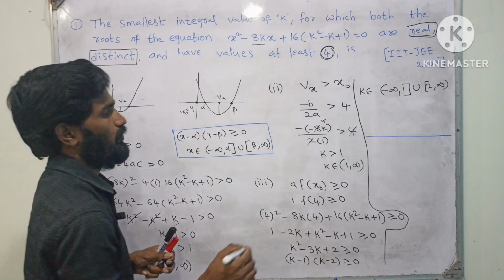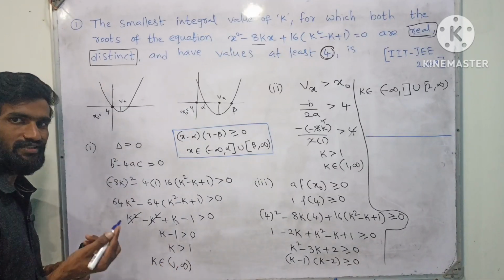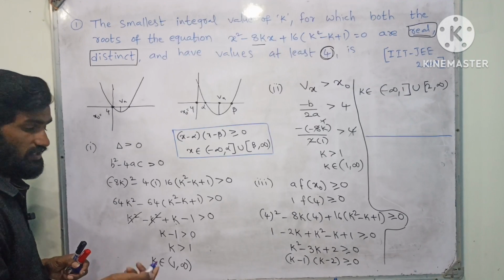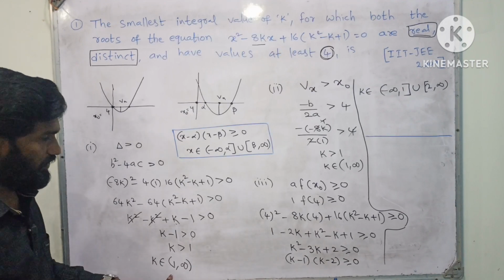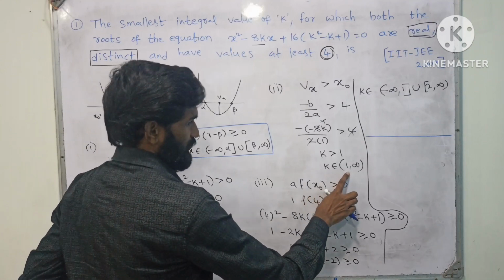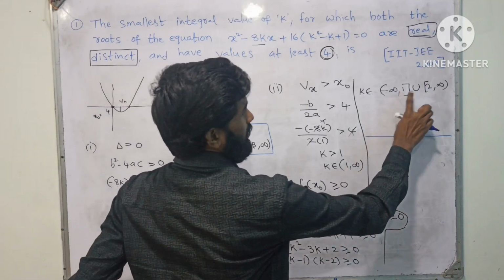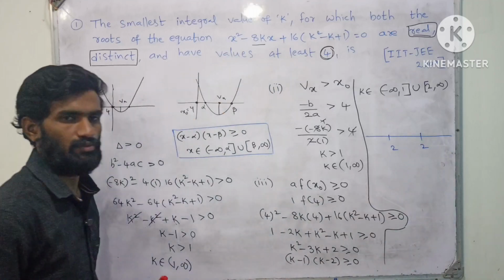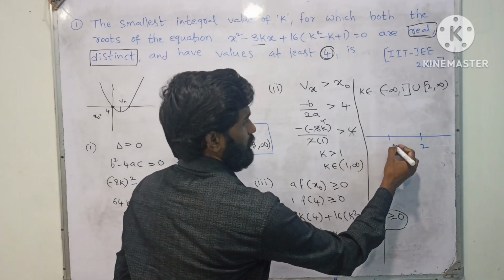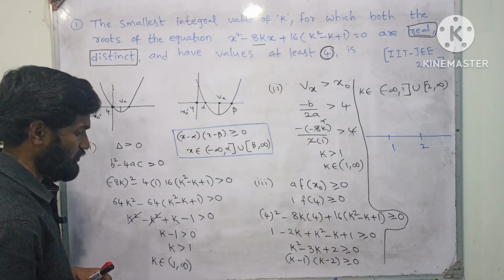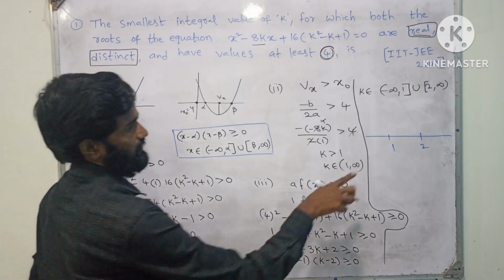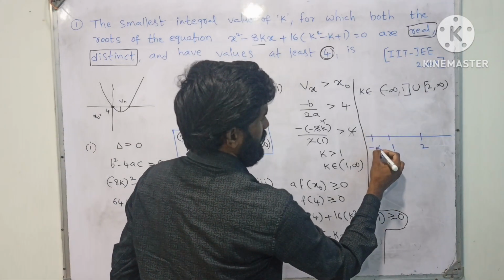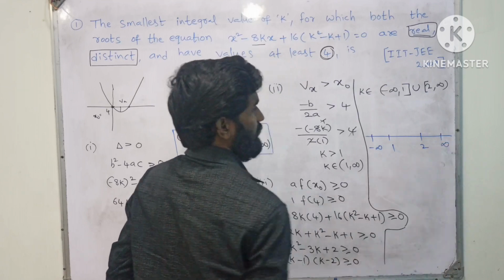Okay, now what are the numbers you are observing? How to draw the graph is important here. Here we are observing 1, and here also 1. Here we are observing 1 and 2, and we are also observing plus infinite and minus infinite. So we can take minus infinite here and plus infinite here.